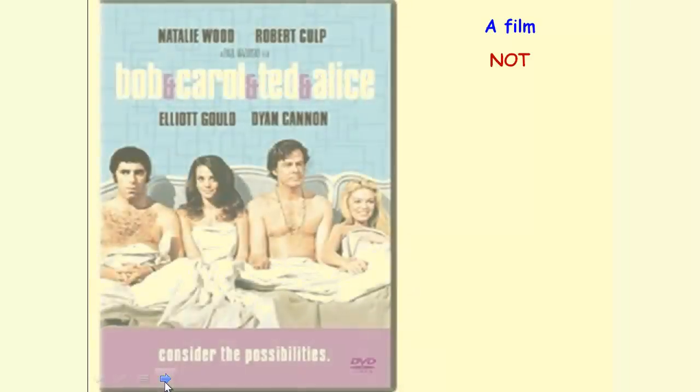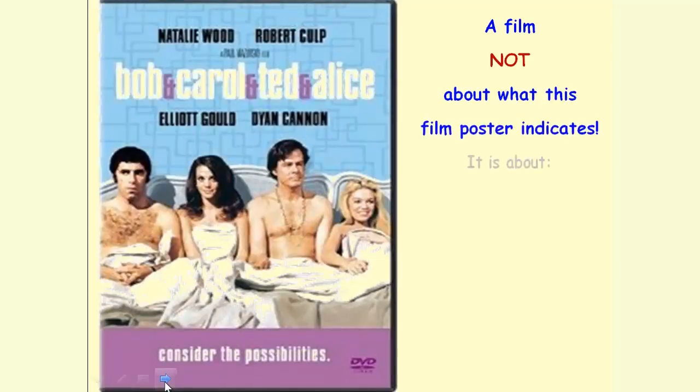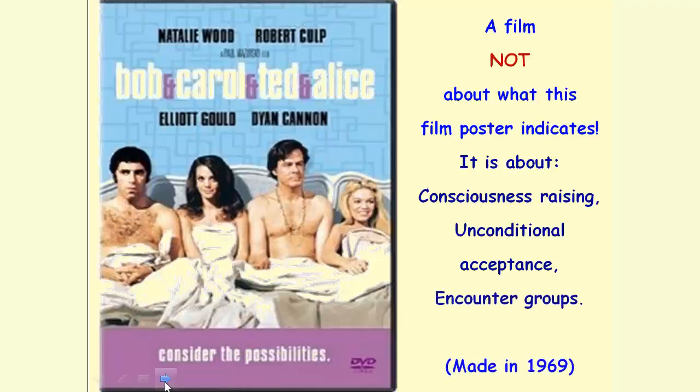12-step programs such as AA are another example of leaderless groups that allow psychological treatment to be affordable and available for all. Many of these kinds of group options were popularized in the 60s and 70s. For a fun introduction to this philosophy and therapy, see the movie Bob, Carol, and Ted and Alice.